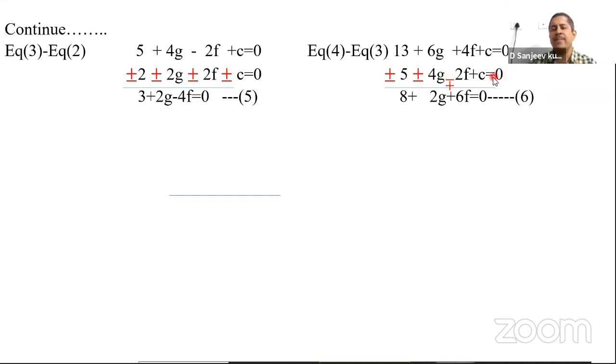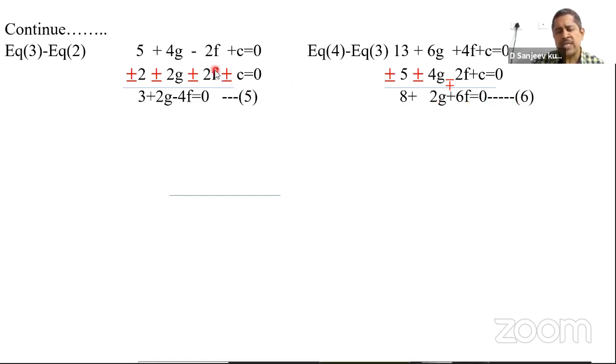Now, because you're going to subtract here, I'm going to change the sign. Instead of plus, you're going to put a minus. Instead of plus, you're going to put a minus. Instead of minus, you're going to put a plus. Instead of plus, you're going to put a minus. So these will cancel off, and you get 13 minus 5 is equal to 8. 6g minus 4g is 2g. 4f plus 2f is 6f, and the c's get cancelled. So you got equation 6 as 8 plus 2g plus 6f is equal to 0.